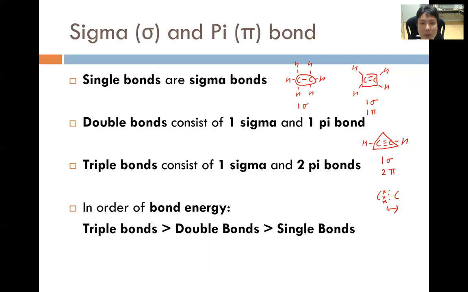And hence, it must be true that the triple bond is stronger than the double bond, which is stronger than a single bond, and it will require more energy to break the triple bond as compared to breaking the double bond, as compared to breaking the single bond. And therefore, the order of bond energy is in this order. Again, the triple bond is stronger than the double, which is stronger than the single bond.